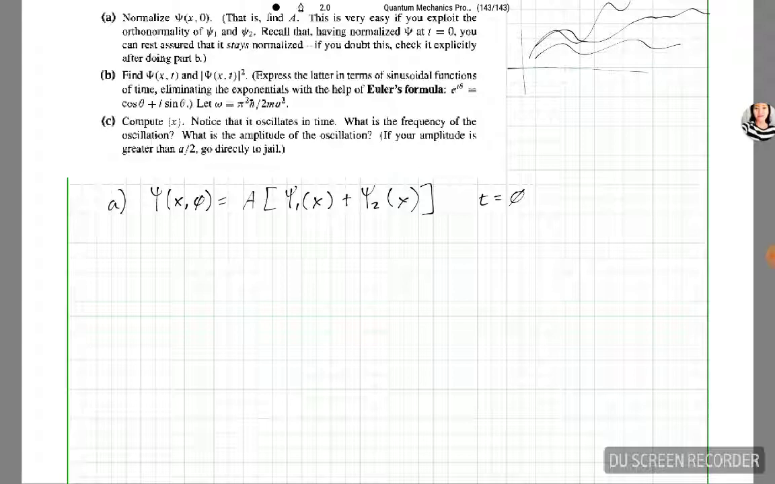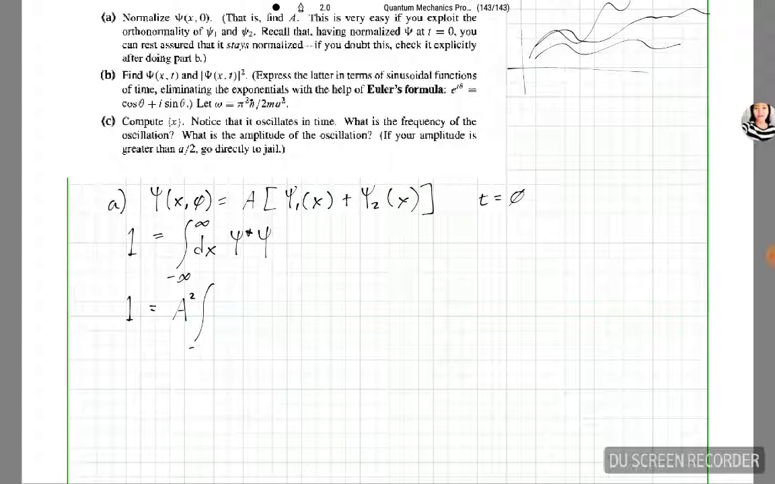Alright, so let's go ahead and go with our equation to normalize, which is in general over all space x. We have a probability of finding our particle somewhere. So let's go ahead and plug this in. That's going to be A squared. That'll be from negative infinity to infinity. I don't have any specific limits here. We're integrating over x. And then we have psi 1 plus psi 2, and I'm just going to put that in absolute values squared.